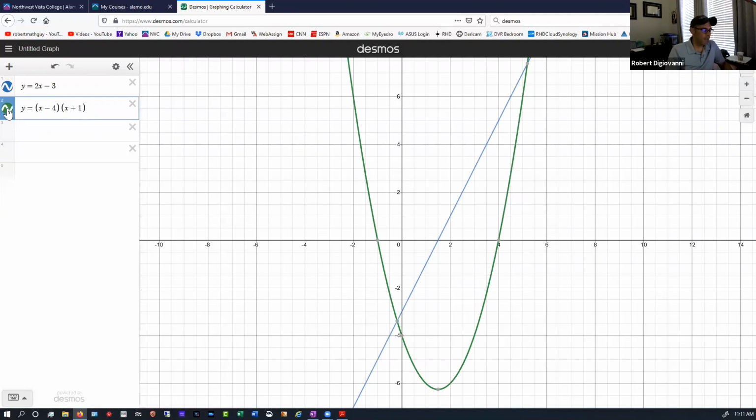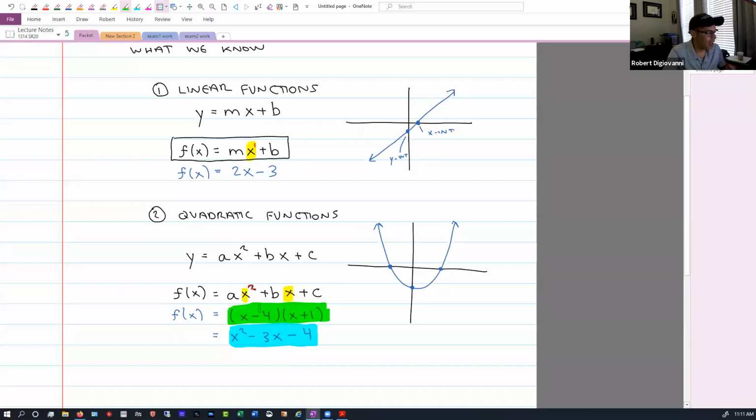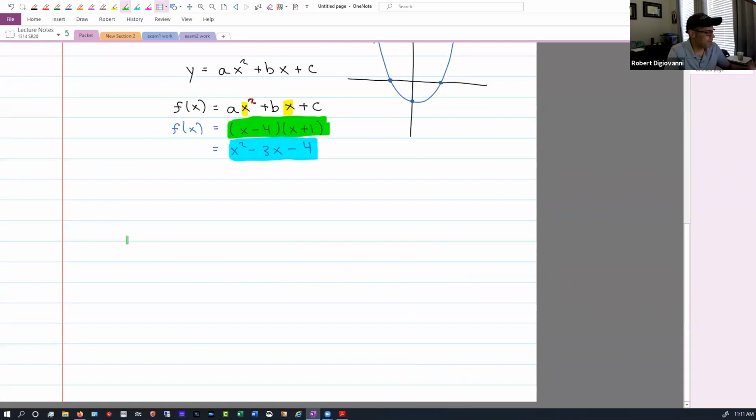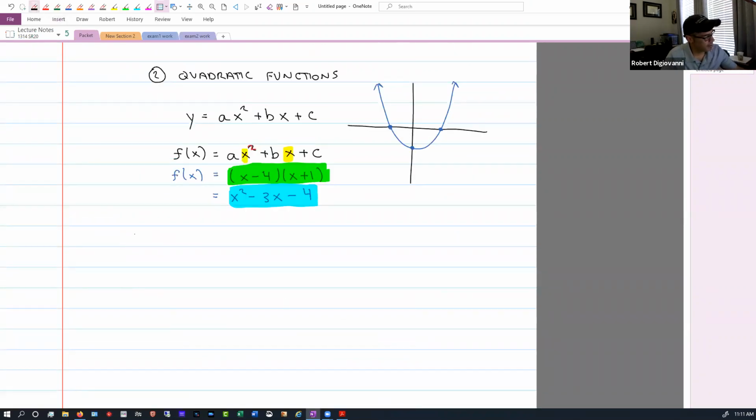Okay, so if we're going to be talking about polynomial functions, the word poly stands for many. Okay, so we have many monomials, and a monomial is a single term. So let me just give you an example of a polynomial.